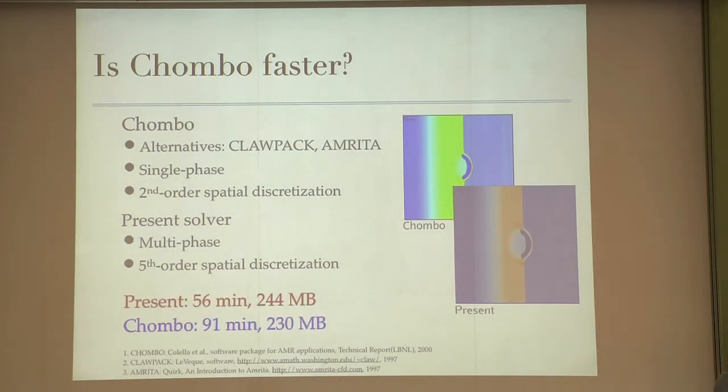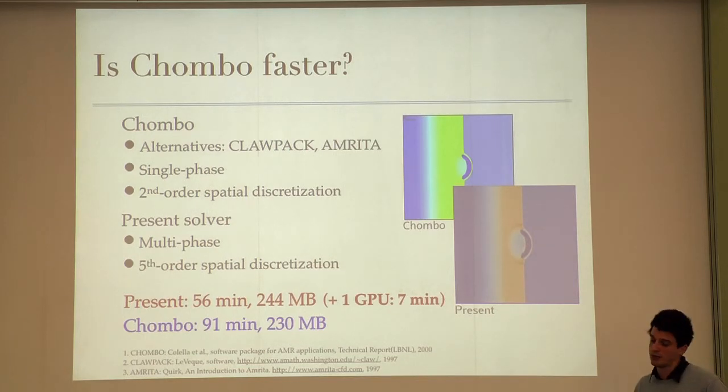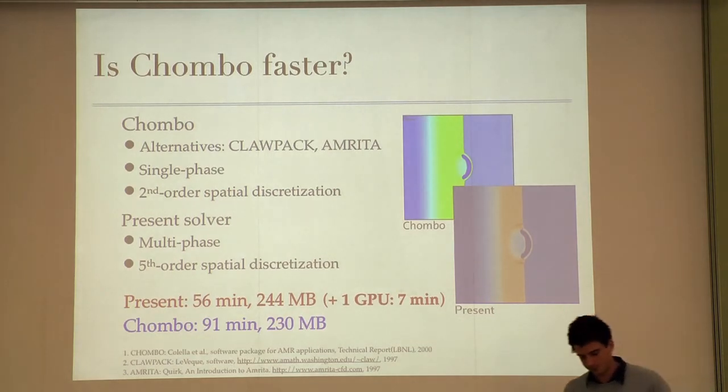It turns out that our solver for this specific case was about 2 times faster than the reference solution, Chombo, on the CPU. So I think they did a nice job for the CPU part. But when we turn on the GPU, we go down from 56 minutes to 7 minutes. This is more than one order of magnitude difference in performance.